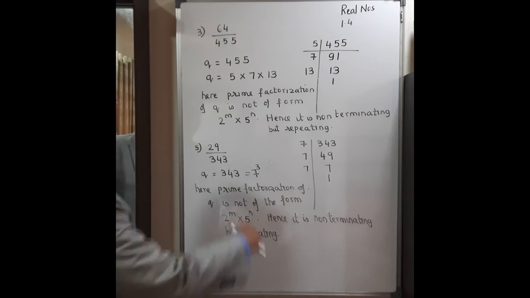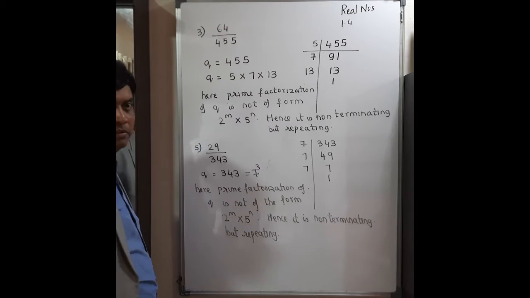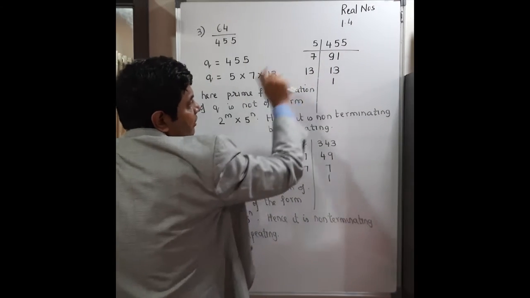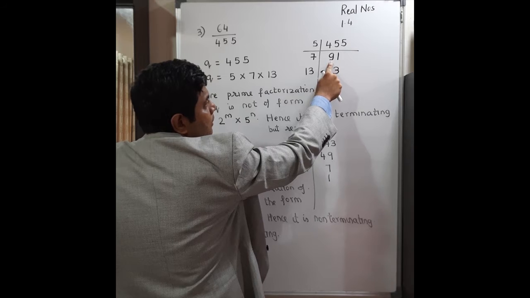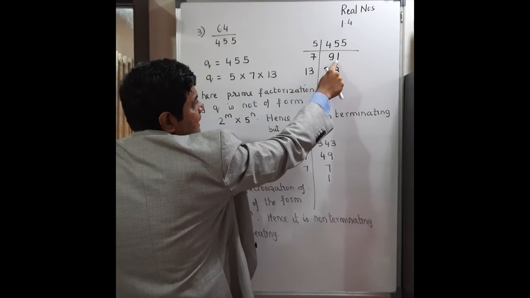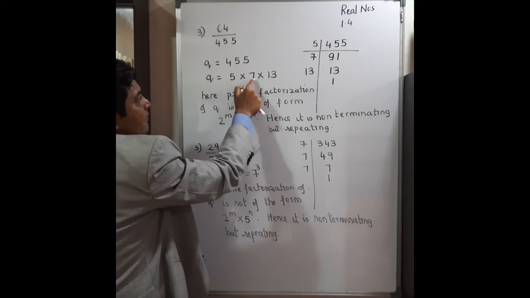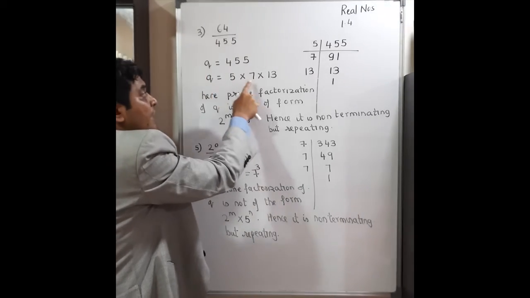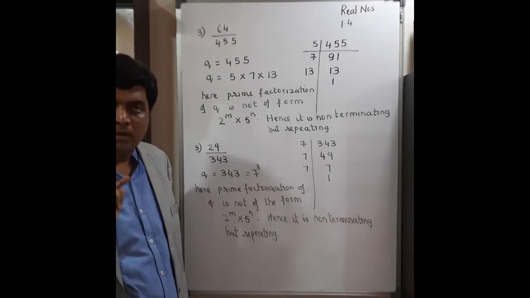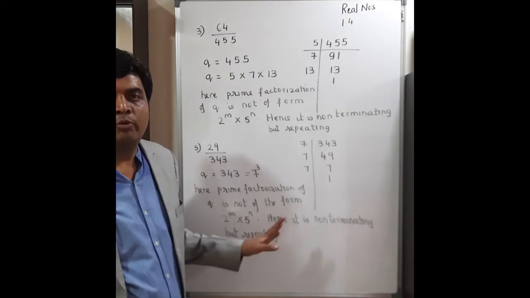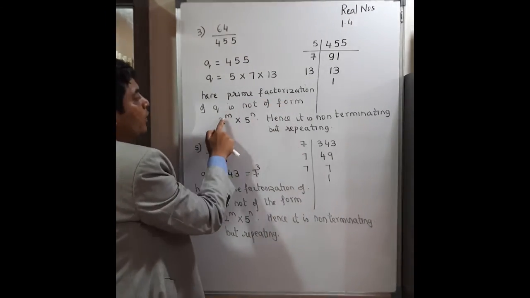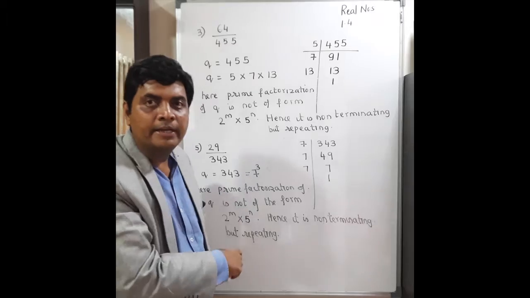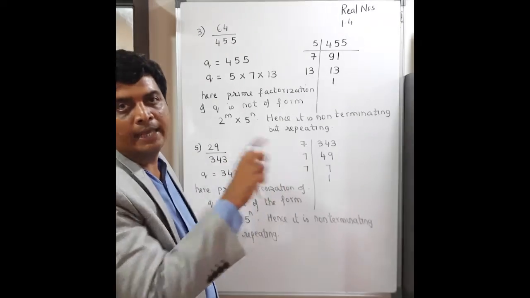Okay, now let us look at the next sum. It is 64 upon 455. What you will do? Your q is 455. You will do the prime factorization of 455. So 5 9s are 45, 5 1. 7 13s are 91, 13 1. So your q is 5 into 7 into 13. So now prime factorization of q is containing 7 and 13 also. Correct? But other than 2 and 5, nothing else is allowed. Hence, it is not of the form 2 raised to m and 5 raised to n. It is having 7 and 13 also. Therefore, it is non-terminating but repeating decimal expansion.